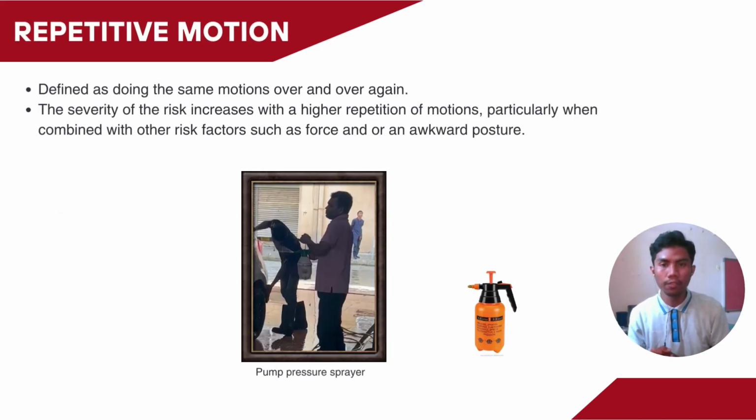Repetitive motion is defined as doing the same motion over and over again. The severity of the risk increases with a higher repetition of motion, particularly when combined with other risk factors such as force or an awkward posture.